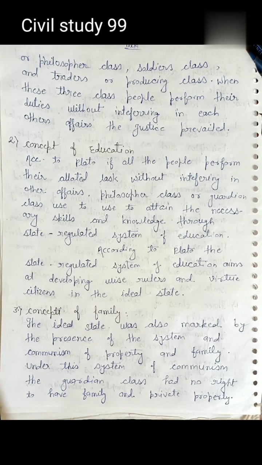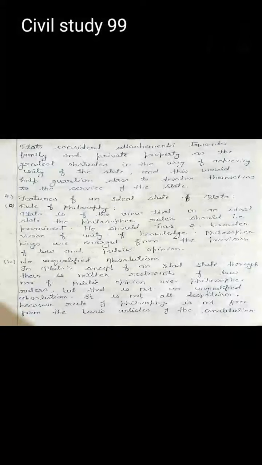The third fundamental principle is the concept of family. The ideal state was also marked by the presence of the system of communism of property and family. Under this system of communism, the guardian class had no right to have family and private property. Plato considered attachments toward family and private property as the greatest obstacles in the way of achieving unity of the state, and this would help the guardian class to devote themselves to the service of the state.